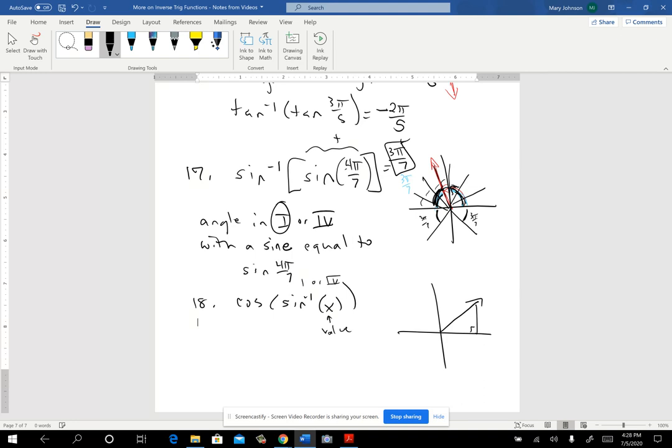And so I know the sine of this angle here turned out to be x. So I can put an x there with a 1 there so that I get the sine to be x. That means I can use the Pythagorean theorem to get this other side. So x squared plus whatever that is has to equal 1 squared. So a squared would have to equal 1 minus x squared, so a would have to equal the square root of 1 minus x squared.